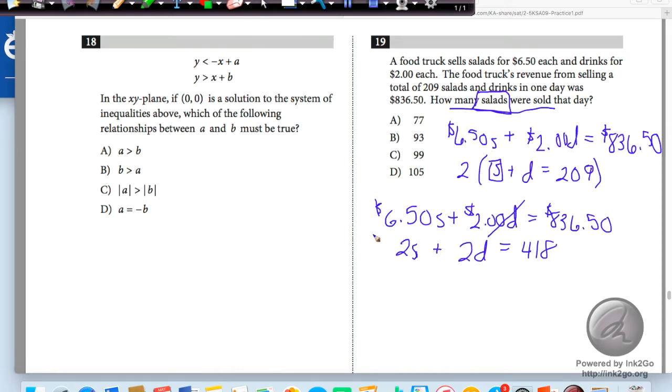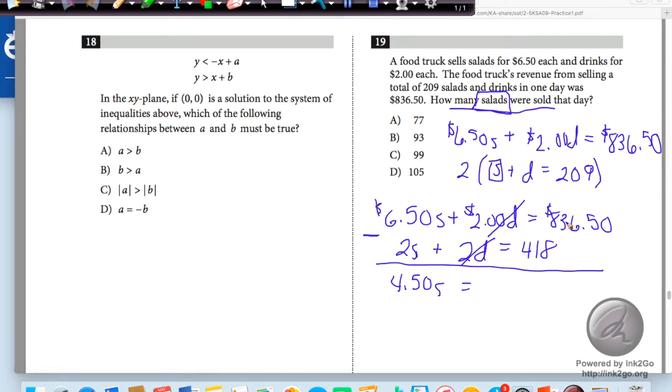So if I subtract the bottom equation from the top equation, or if I take the top equation minus the bottom equation, then I'm going to end up getting, right, I would take the 2D minus the 2D, I would get rid of those. And then I end up getting 6.5S minus 2S, I end up getting 4.5S equals, well, what's 836.50 minus 418?